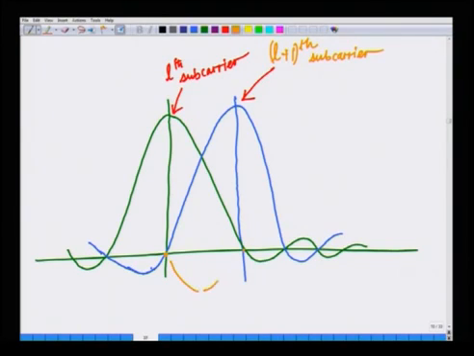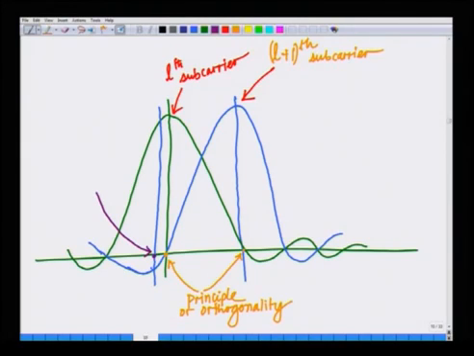This is essentially the principle of orthogonality of the subcarriers. Now, the moment I have a carrier frequency offset, I am offsetting the sampling point in frequency, which means I am sampling slightly off the peak. So, I am sampling at this point. This is the new sampling point because of the carrier frequency offset.